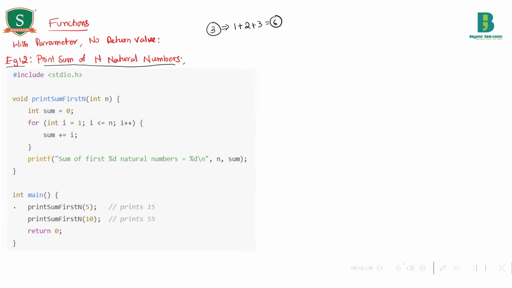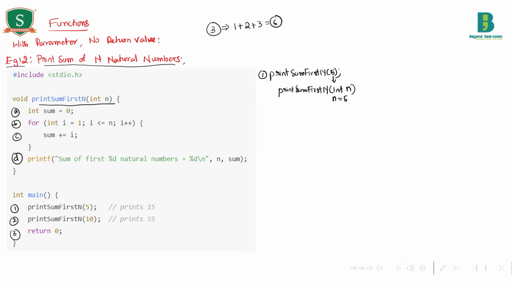Now let me label the statements 1, 2, 3 here, A, B, C, D. First, int main. It starts executing from the main function. Here we are calling the function printSumFirstN(5). That means we are passing the value 5 to the function printSumFirstN(int n). The moment you call the function, n is equal to 5.